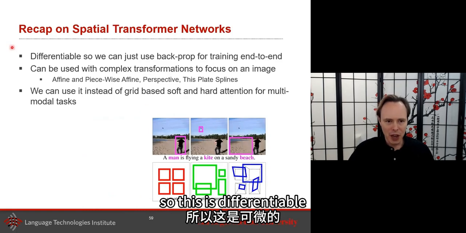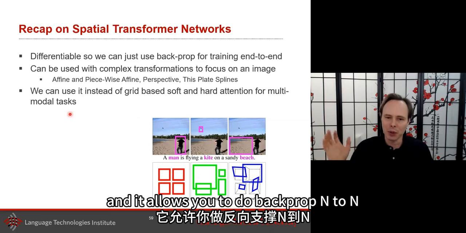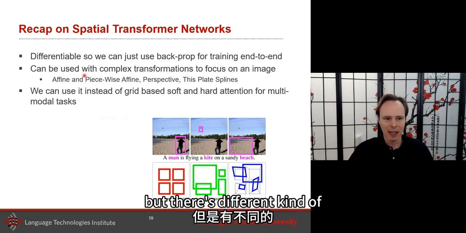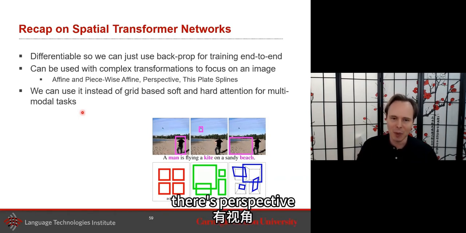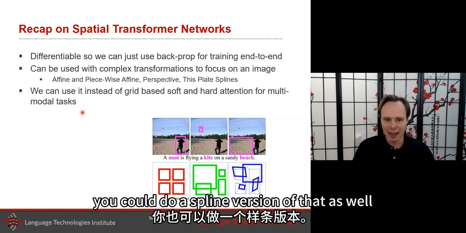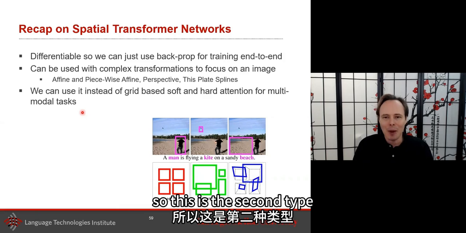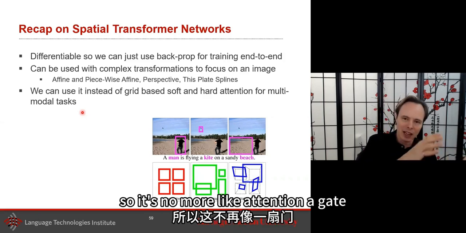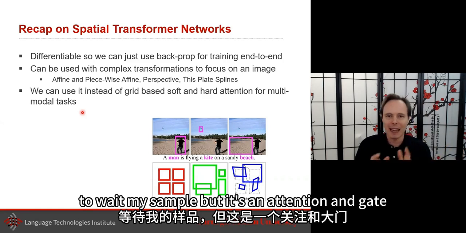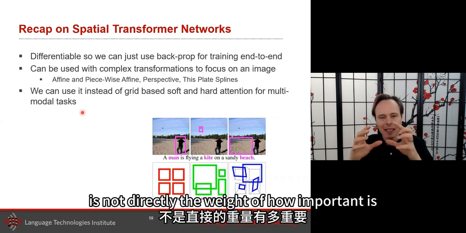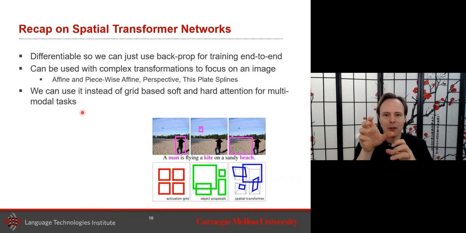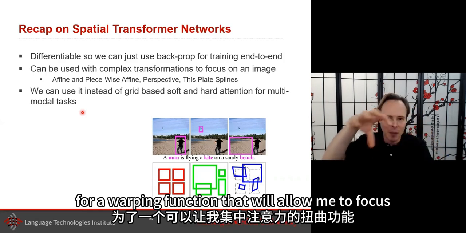So this is differentiable, and it allows you to do backprop end-to-end, but there are different ways you can do the transformation. I talked about affine transformation, there's perspective, you could do a spline version of that as well. So this is the second type. It's no more like attention and a gate to weight my sample, but an attention and gate where the output is not directly the weights of how important it is, but mostly the parameters for a warping function that will allow me to focus.